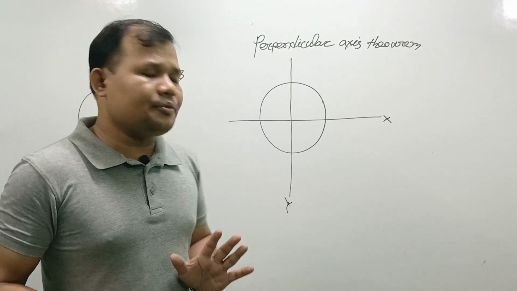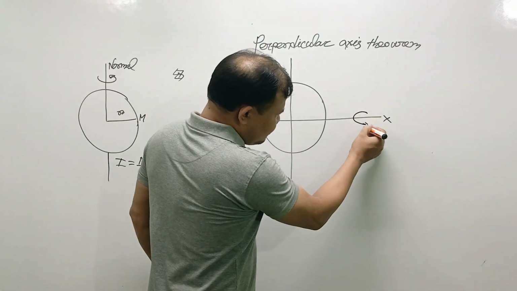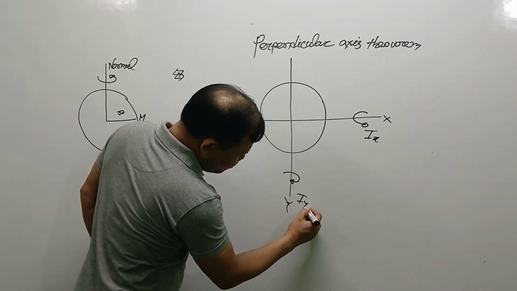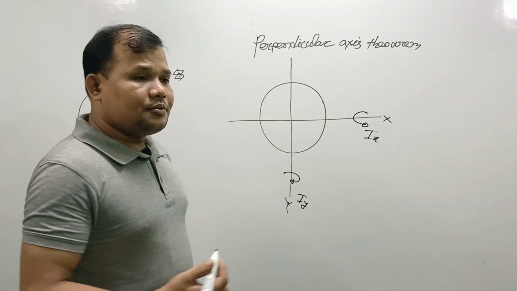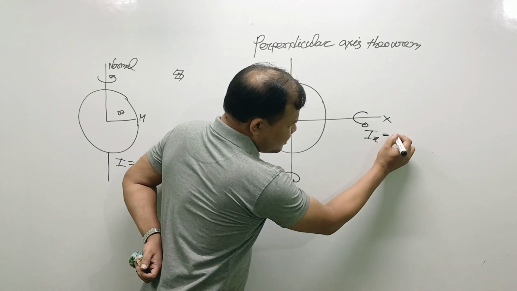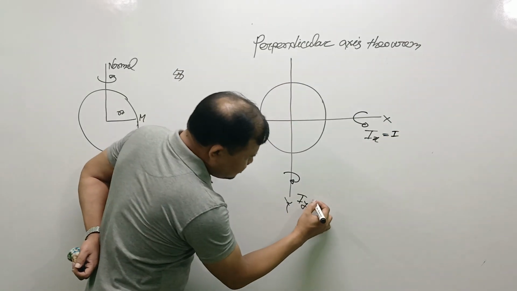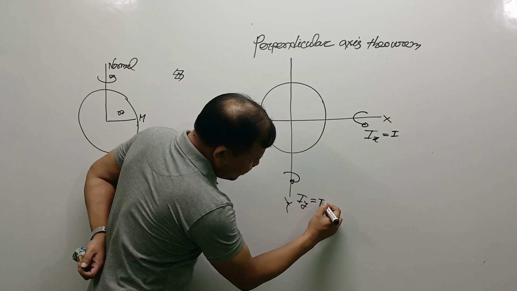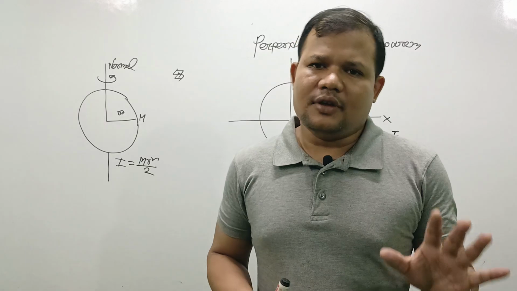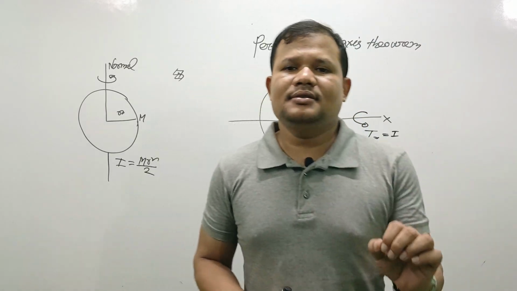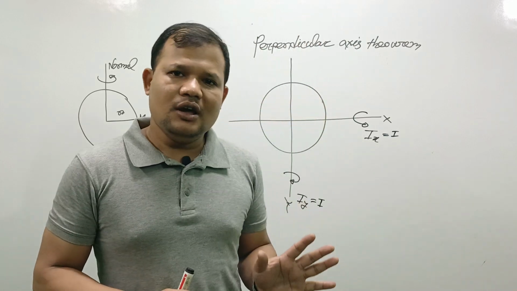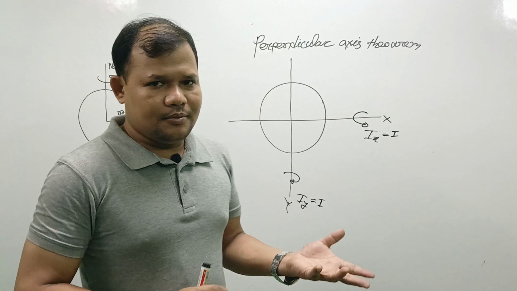Because of that reason, the moment of inertia in case of the x-axis and in case of the y-axis will be the same. Because these two axes divide the circle into equal parts, if the moment of inertia about the x-axis is I, then the moment of inertia about the y-axis is also I, the same. Why is the moment of inertia the same for the x-axis and y-axis? Because the x-axis and y-axis divide the circle into equal parts. Because of that reason, the moment of inertia will be the same for both axes.